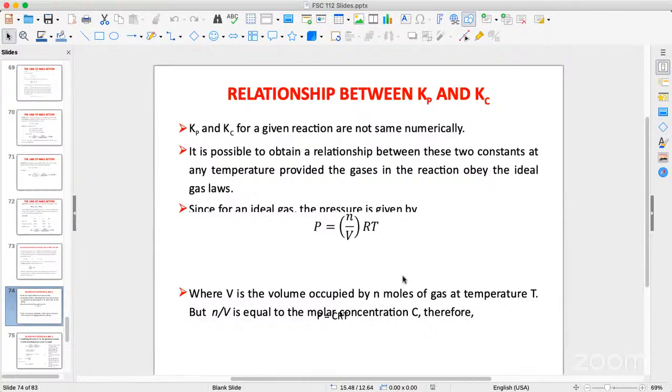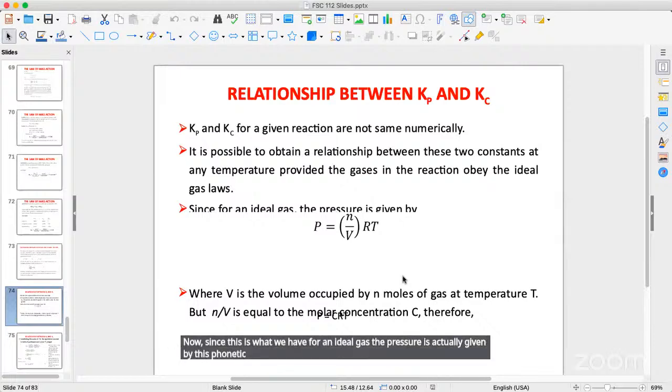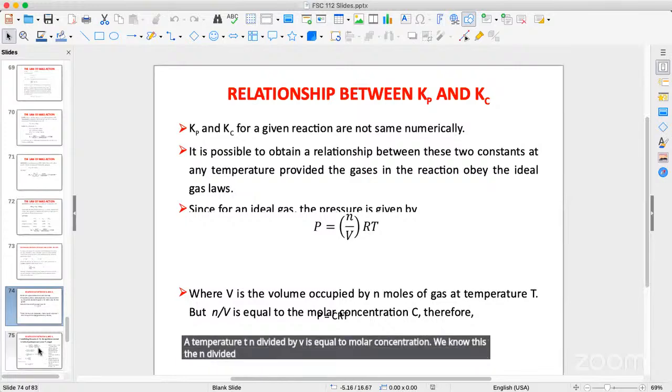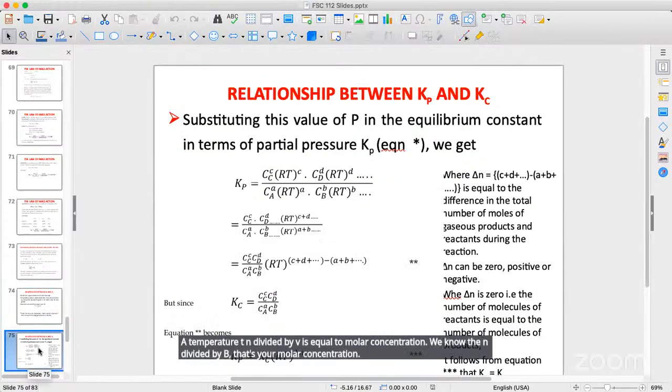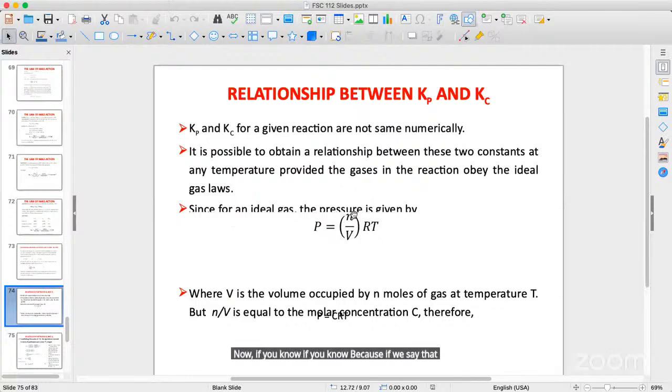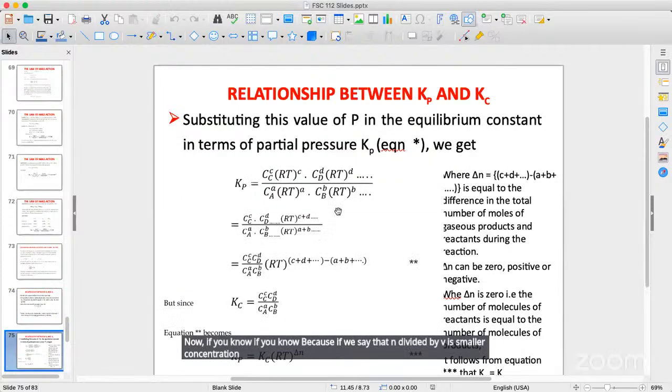Now, since this is what you have for an ideal gas, the pressure is actually given by this, where V is the volume occupied by n moles of gas at temperature T. But n divided by V is equal to molar concentration. We know this, n divided by V is your molar concentration. So if we say that n divided by V is molar concentration, then it means that you can just come back there and substitute.